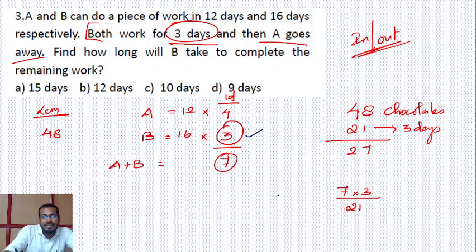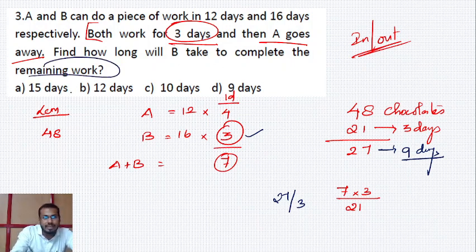So 27 divided by 3. It takes 9 days to complete the remaining work. So the question is, B takes how many days to complete the remaining work? That is 9 days. Is it clear?